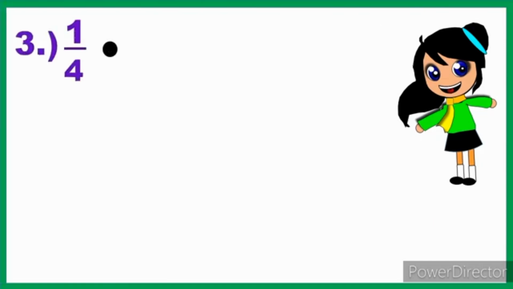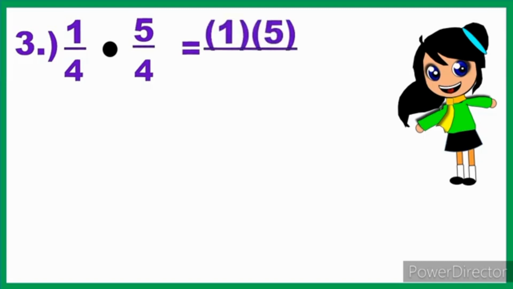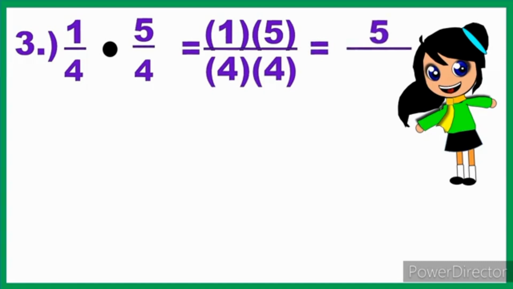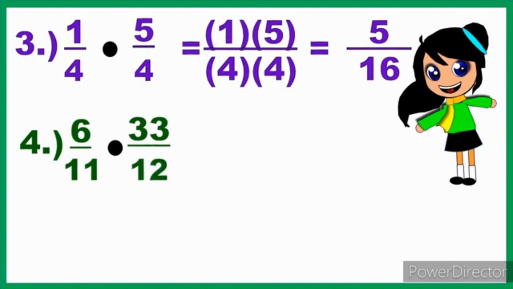Okay, number 3, 1 over 4 times 5 over 4 equals, we multiply their numerator, so we have 1 times 5. Multiply the denominator, we have 4 times 4. Then it is equal to 1 times 5 equals 5 and 4 times 4 is 16. So we have 5 over 16. So hindi na natin siya kailangang i-simplify since wala naman silang common factor. Okay. Number 4, 6 over 11 times 33 over 12.